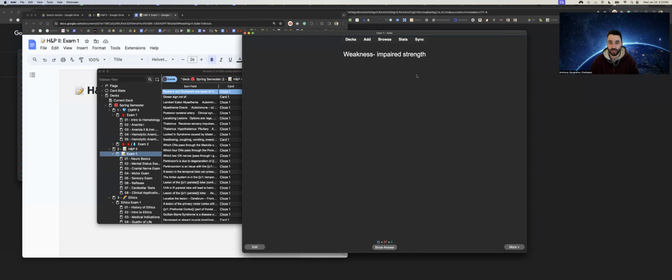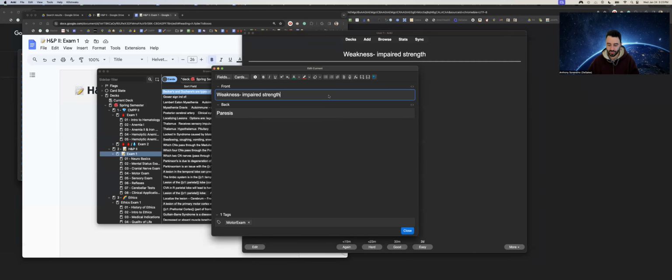Weakness, impaired strength. I don't know what the medical term is. Paresis. Okay. Yeah, hemiparesis, hemiplegia. So this again is a suffix.